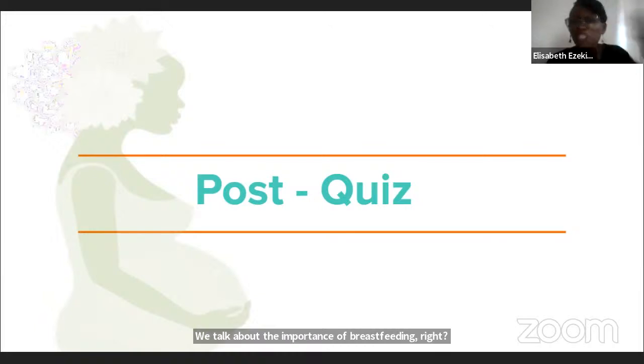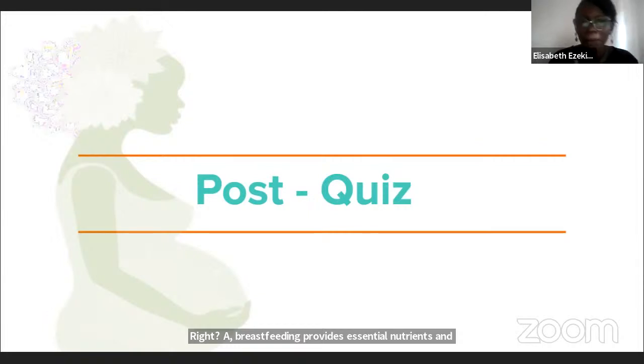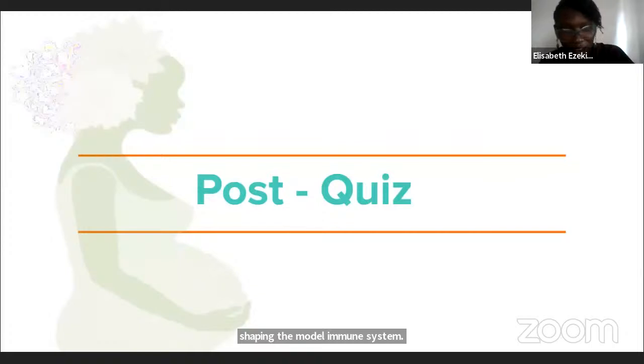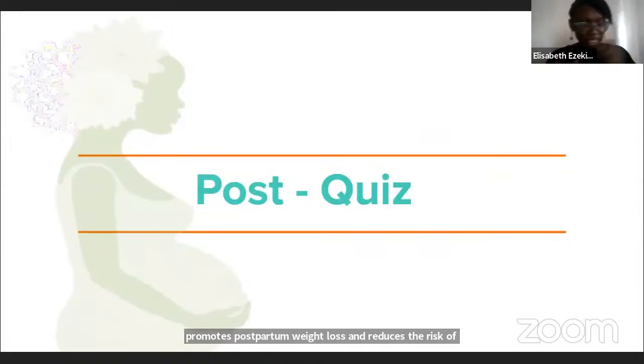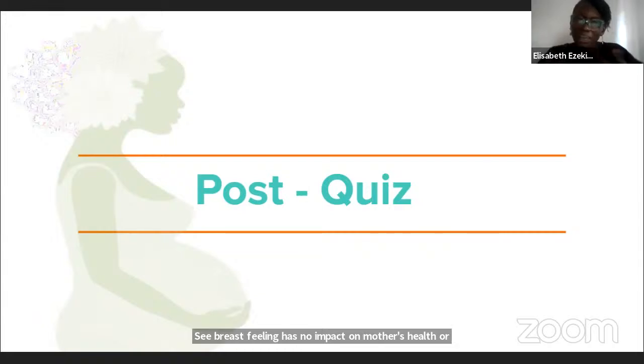Number 8, which of the following statements best describes the importance of breastfeeding for the mother? A, breastfeeding provides essential nutrients and strengthens the mother's immune system. B, breastfeeding helps the mother bond with her baby, promotes postpartum weight loss, and reduces the risk of certain diseases such as breast and ovarian cancer. C, breastfeeding has no impact on the mother's health or well-being. D, breastfeeding is only important for the baby's health and has no benefits for the mother. I'm sure we already know the correct answer to this.